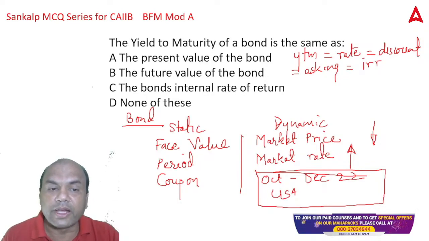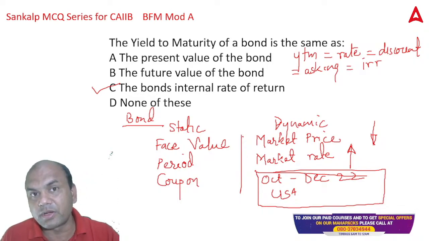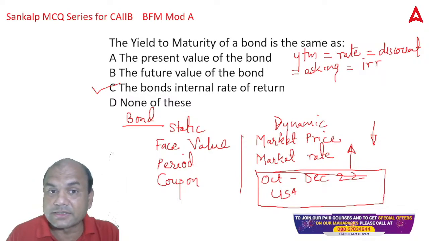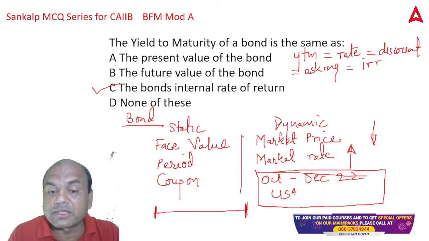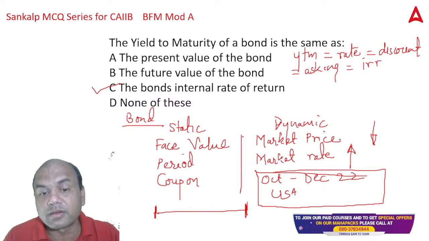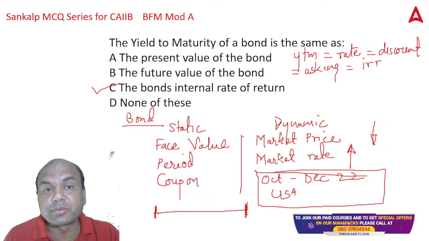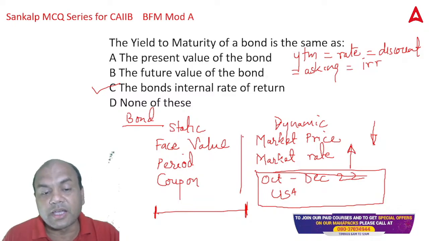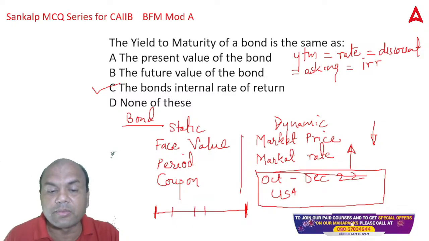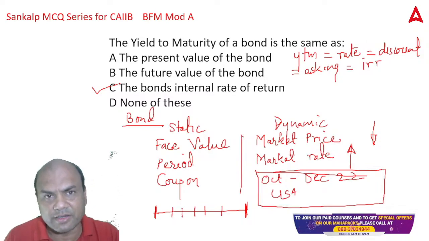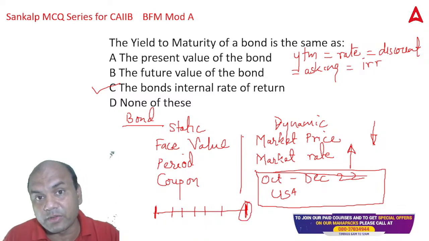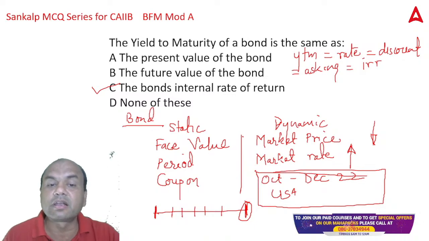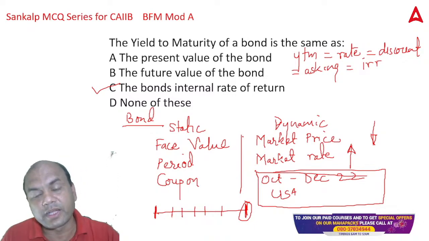So what is YTM? YTM means when I buy any bond and keep it up to the maturity. Suppose I buy this bond today and keep it up to the maturity. Maturity means I am not selling that bond till the end. So what will I get in this? Every year, or every 6 months, whatever is decided, I'll be getting the coupon, a fixed rate of interest, and in the end I'll be getting the complete face value also. So this is known as the bond's internal rate of return, or YTM.